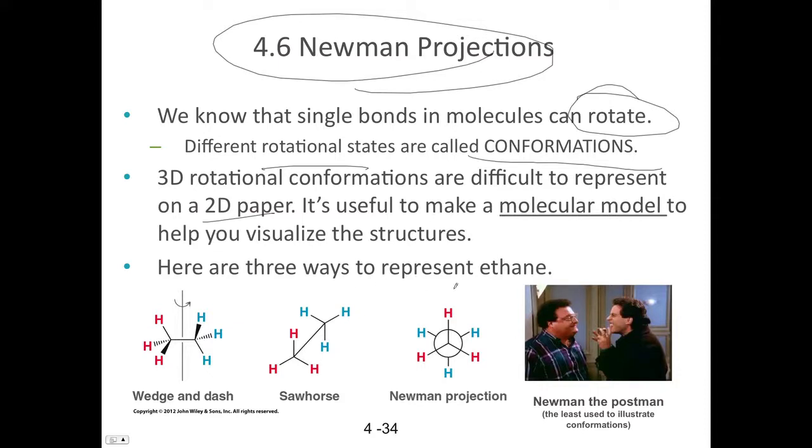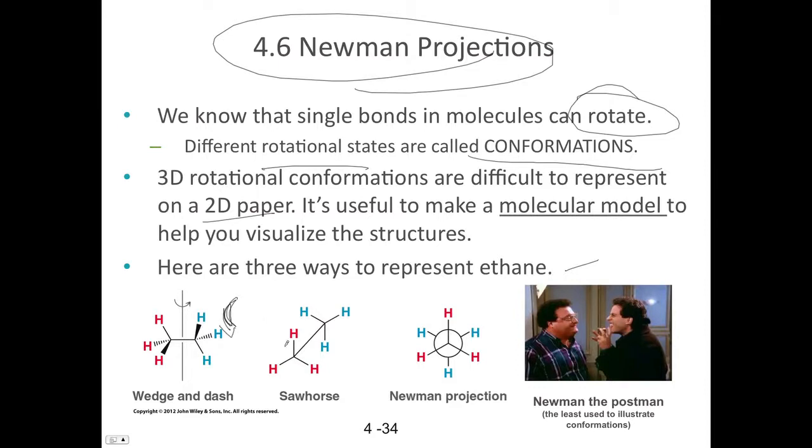So here are 3 ways to represent ethane, for example. Here's one other way to represent ethane, which is really boring. There's your ethane, CH3CH3, there's your bond line, but it doesn't tell you anything about where the hydrogens are. So here, the wedge and dash. As you know, here are your wedges, and there are your dashed lines right there. Sawhorse is if you take your wedge and dash and pivot it a little bit so it's coming out at you a little bit more, this way.